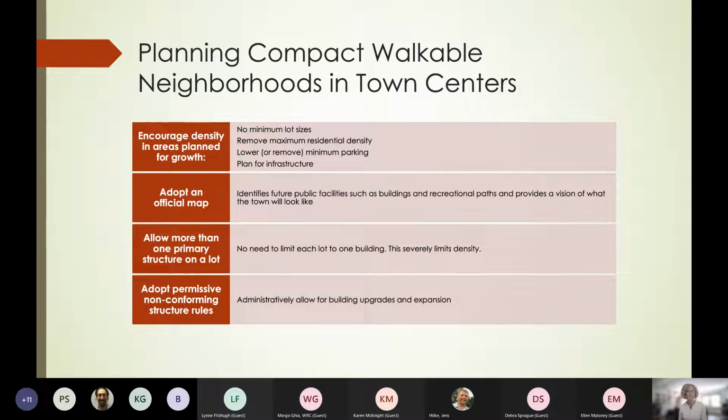And then also allowing more than one primary structure on a lot. There's really no need to limit each lot to one building. This severely limits density. Again, this would just be done in areas that are planned for growth. And then adopting permissive non-conforming structure rules. Essentially what that means is that certain building upgrades and expansions could happen just with administrative review rather than going through a whole development review board process.